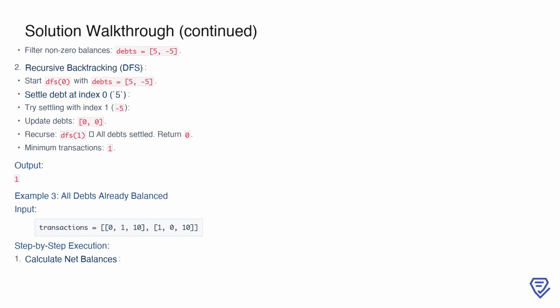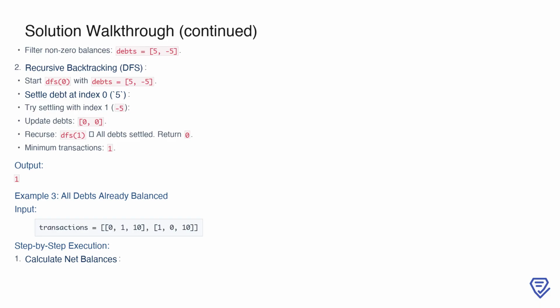The goal is to minimize the number of transactions required to settle these debts. Starting with the debt of 5 at index 0, we attempt to settle it with the debt at index 1, which is -5. Fully settling these amounts results in an updated debts array of [0, 0].